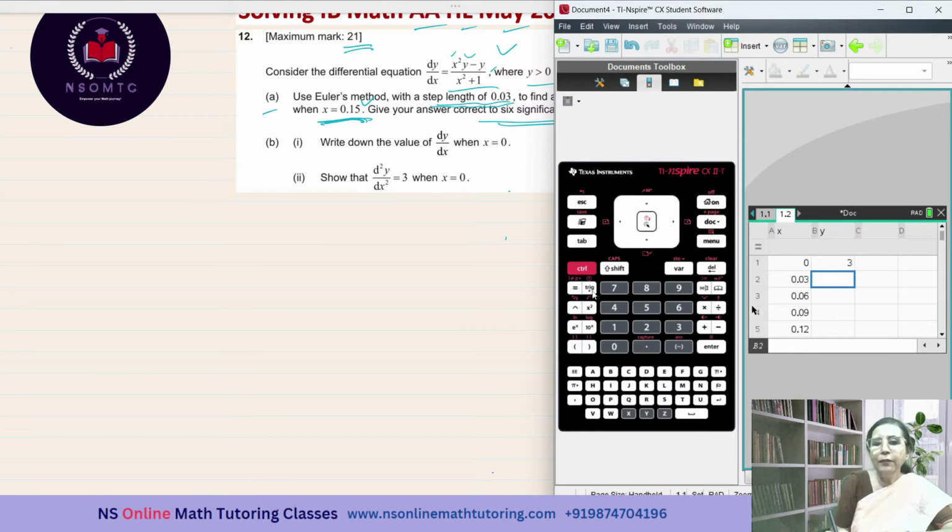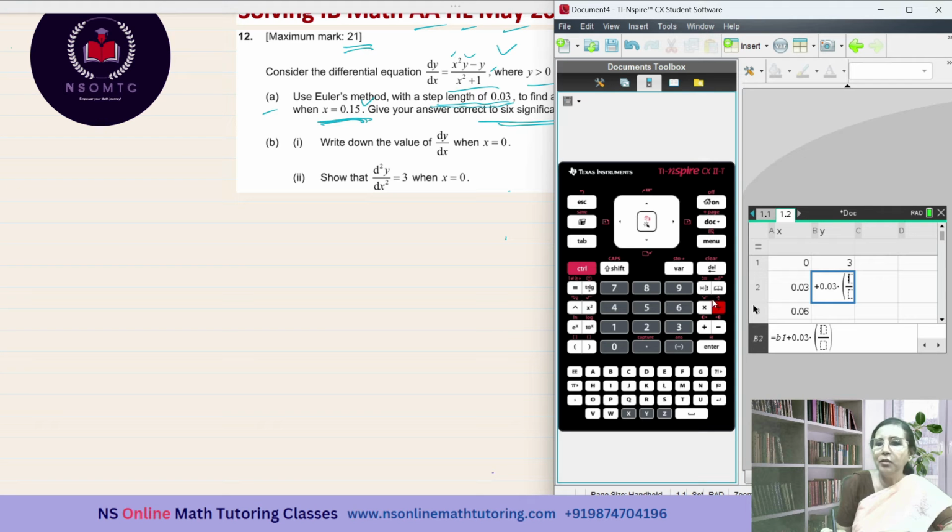So again, we will be entering a formula equal to yn, or you can say yp. So that is stored in the B1 cell. So it is B1 plus h, which is 0.03, times this dy by dx expression. So let me open the bracket, and it has the numerator and the denominator. So this is this. Okay. And it is x square y.